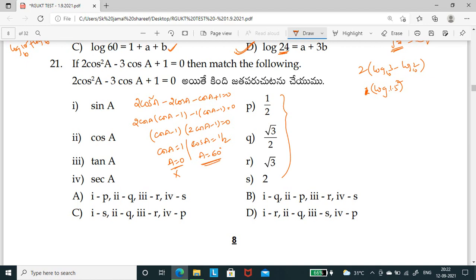So sin 60 degrees is root 3 by 2. Next, cos 60 degrees is 1 by 2. So QP. So where am I having QP? So option B. Next, checking for tan A. So tan 60 is root 3. So R. Next, secant 60 is 2. Right? So option B is my answer here.